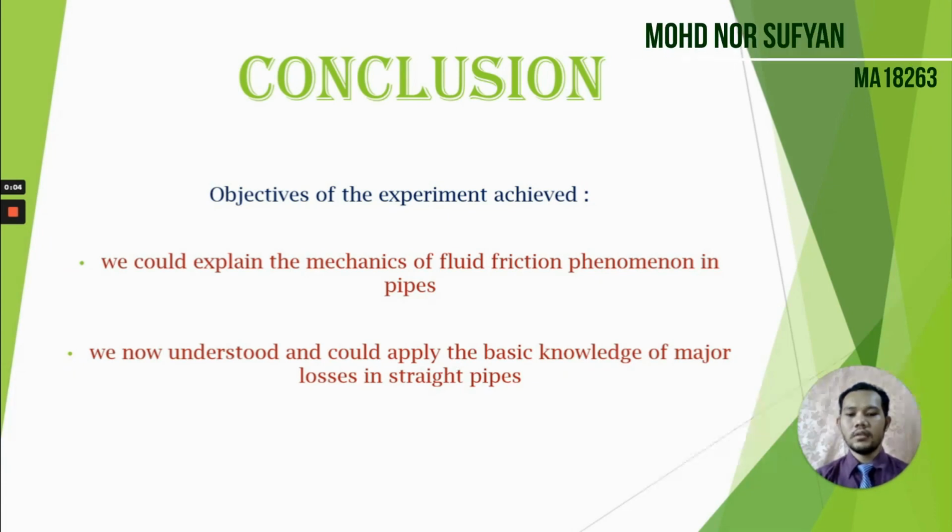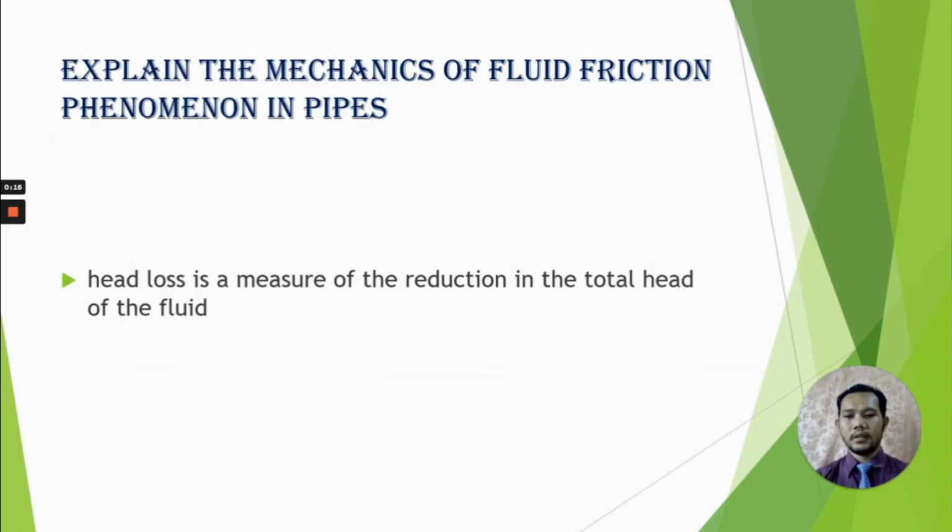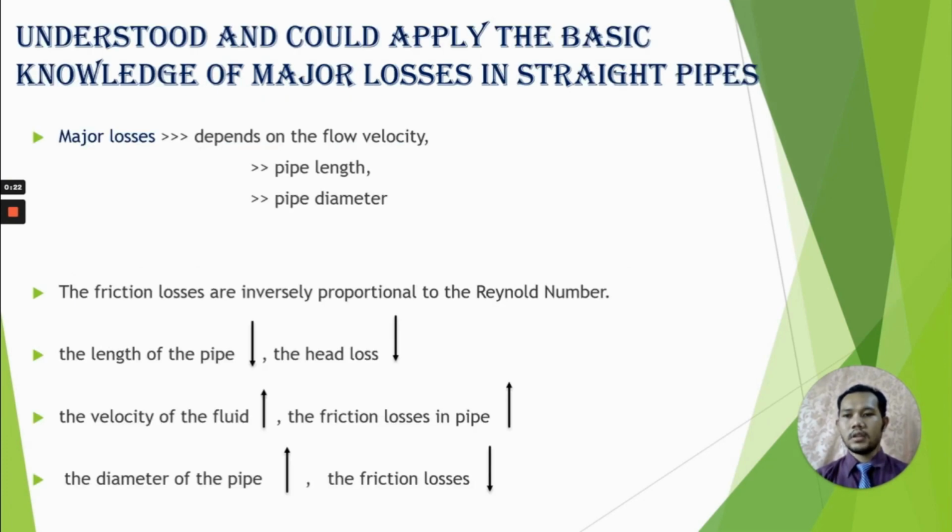Now I will continue for the last part of the presentation, which is the conclusion of the experiment. The objective of the experiment is achieved, where we could explain the mechanics of friction phenomena in pipes. The head loss is a measure of reduction in the total head of the fluid. Besides, we also understood and could apply the basic knowledge of the major losses in straight pipe.